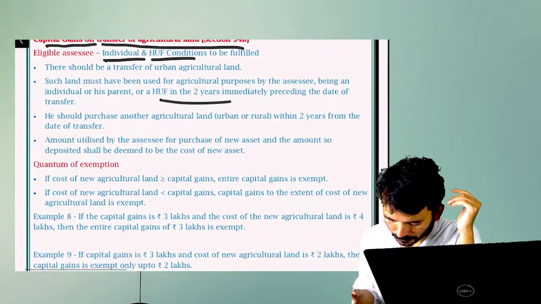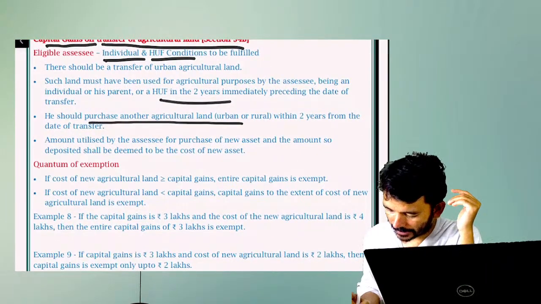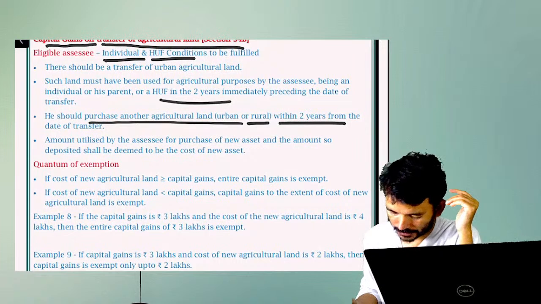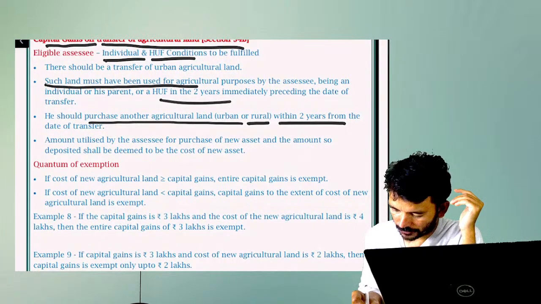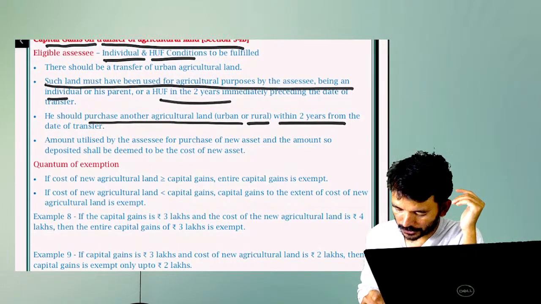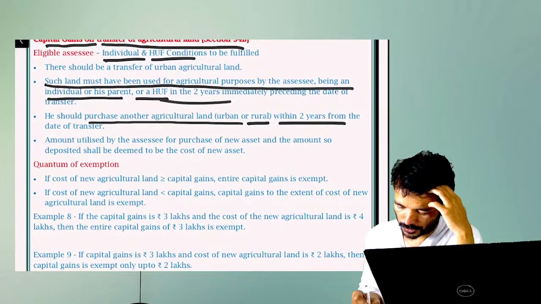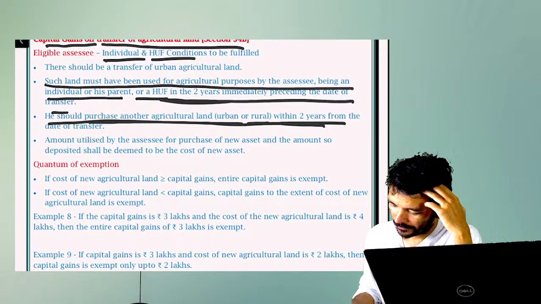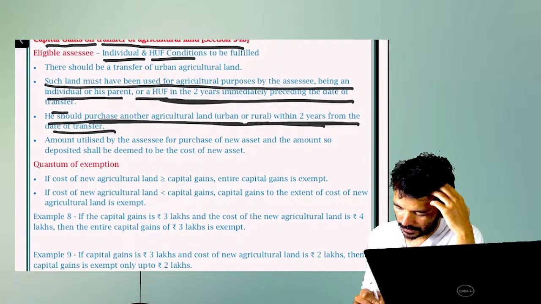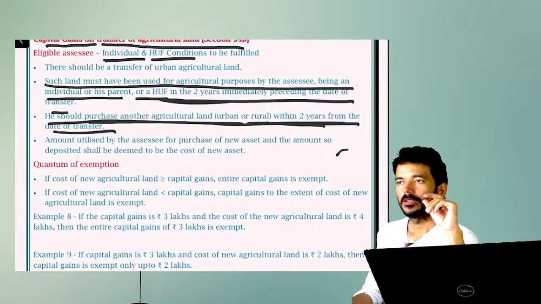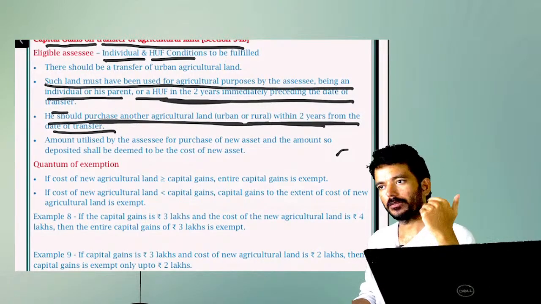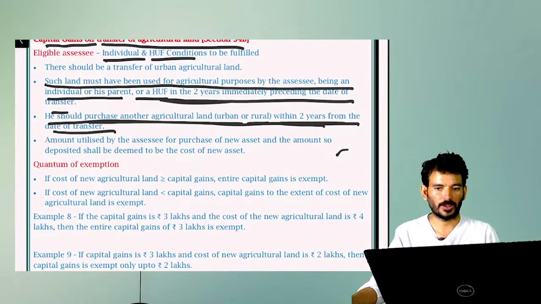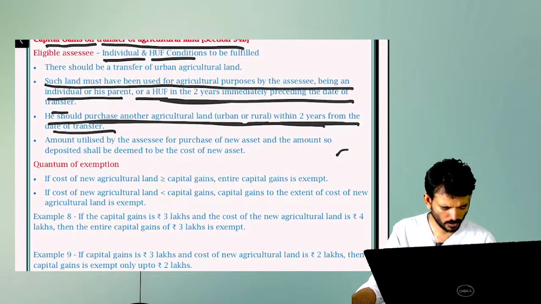Okay. You should purchase another agricultural land, urban or rural, within 2 years. Such a land must have been used for agricultural purpose by the assessee being individual or his parent or HUF in 2 years immediately preceding the date of transfer. You should purchase another agricultural land, urban or rural, within 2 years from the date of transfer. Okay, so here the question is again, from last 2 years you should have used it for agricultural purpose, be it yourself, your family, your spouse, your parents, whoever it can be.